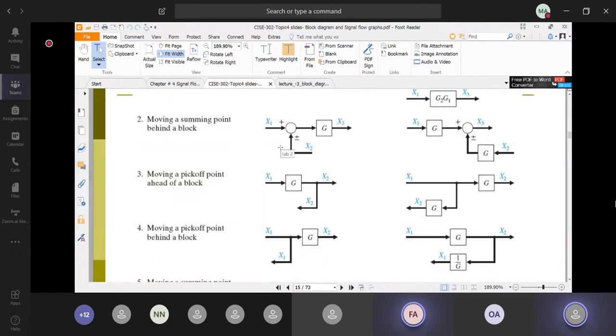See, add the block at the input. If you want to move the block forward, all the outputs will get the same gain. If the block is at the output, like what we have in the example, the input will get the same gain, while the output will get 1 over the gain.